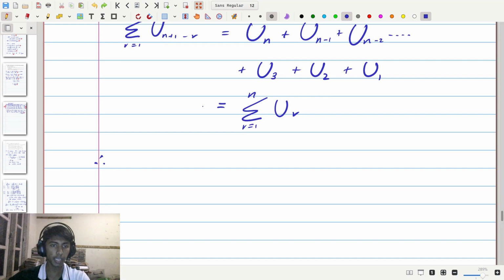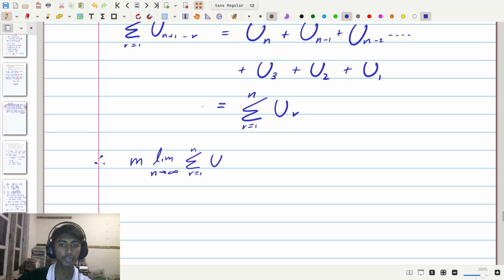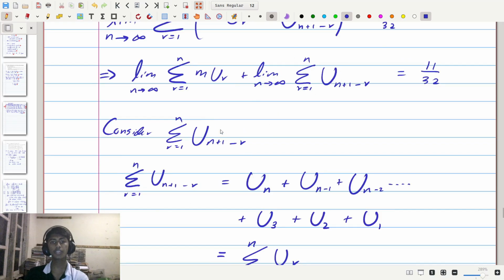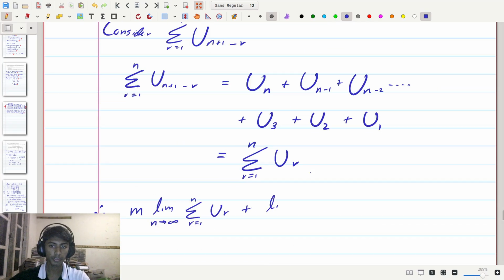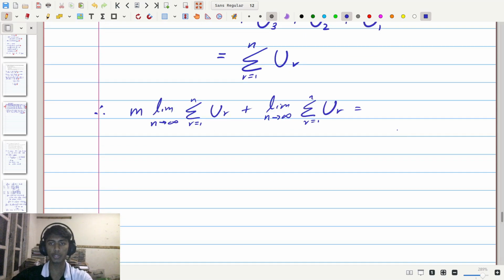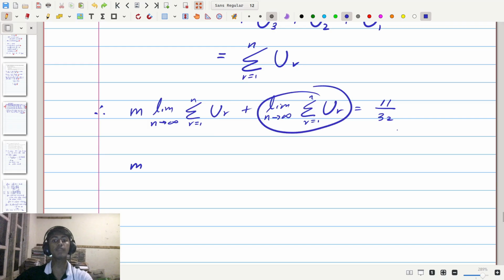So I'm going to say m times the limit as n approaches infinity of the sum from r equals 1 up to n of u of r, plus, and then the second term here is the limit as n approaches infinity of the sum from r equals 1 up to n of just u of r, is equal to, and on the right side we have 11 over 32.